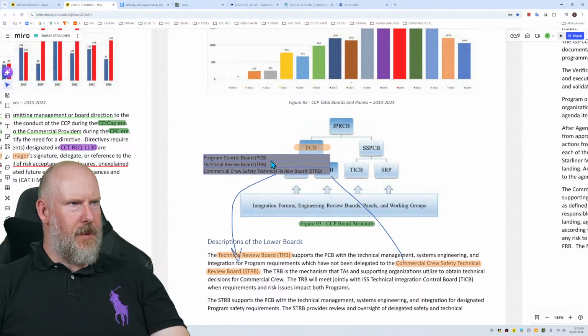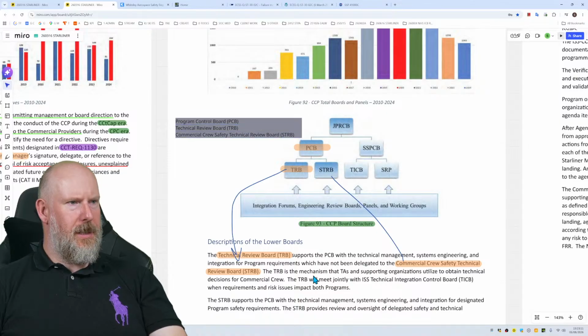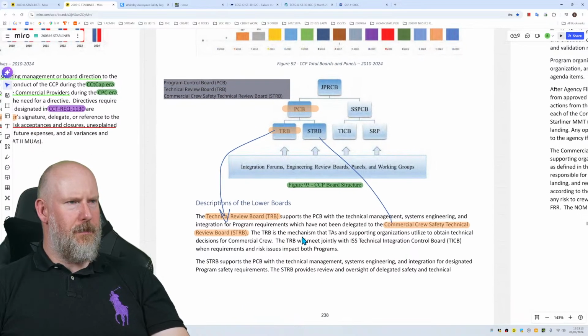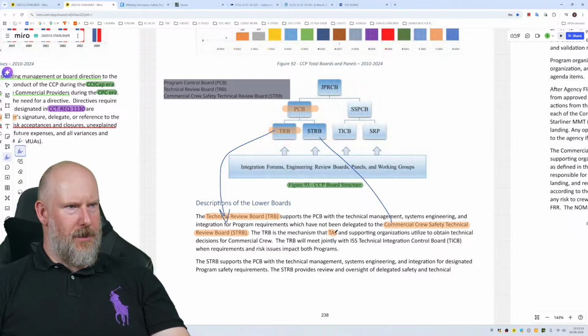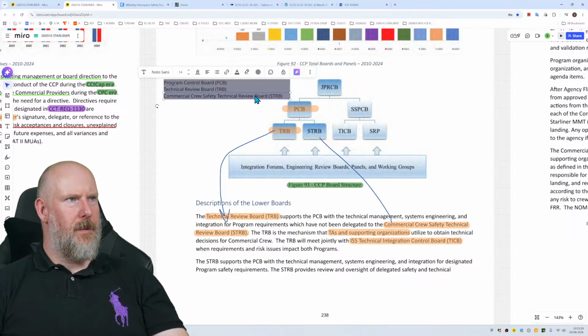Right, great. Okay. The TRB is the mechanism that technical authorities and supporting organizations utilize to obtain technical decisions for commercial crew. The TRB will meet jointly with the ISS Technical Integration Control Board.